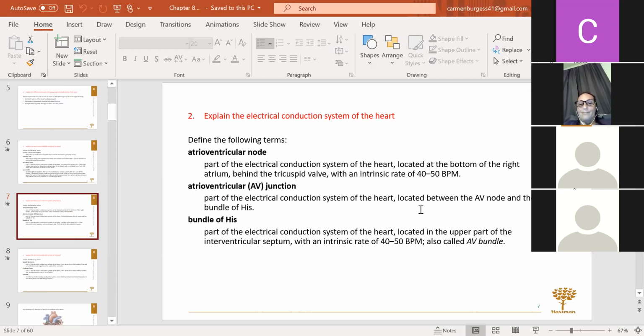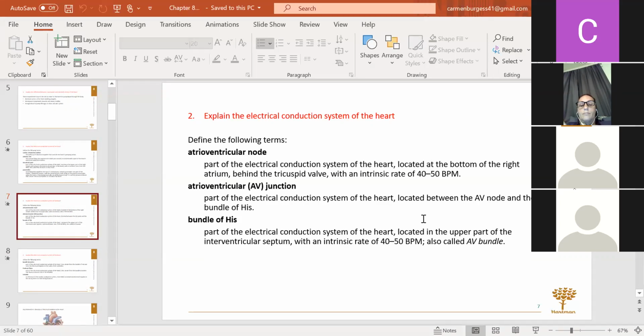So we're still talking about the electrical conduction system, right? It started where? At your primary pacemaker, which was where? The SA node. And it was located where? Right atrium. Okay. So our lightning bolt is starting at the top and traveling down our conduction system.